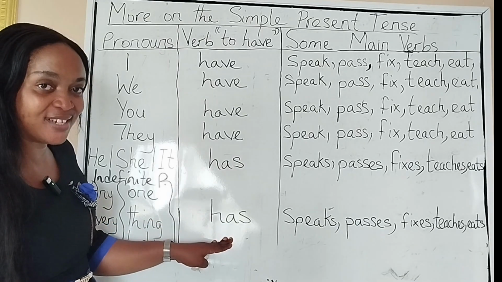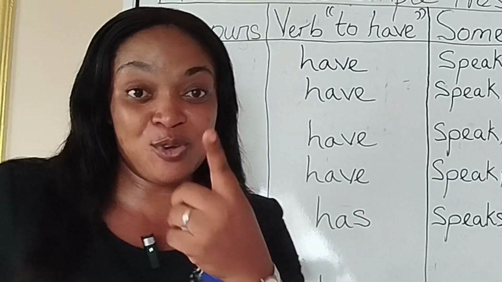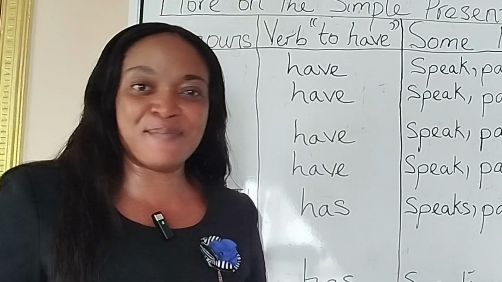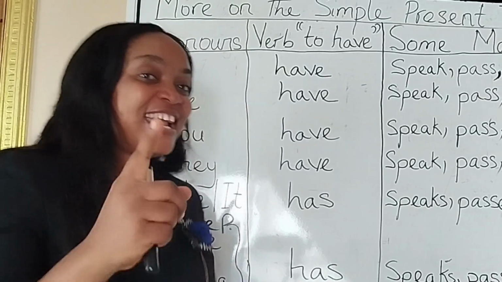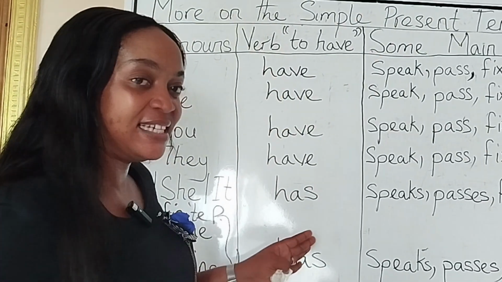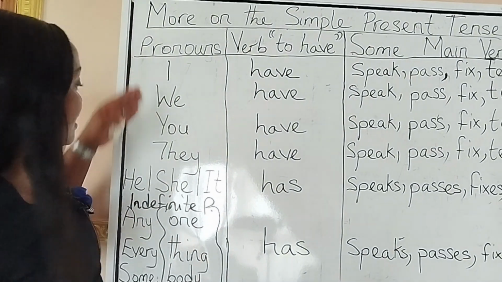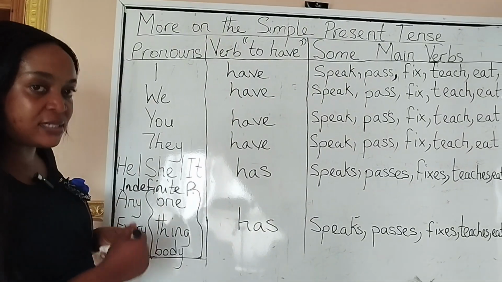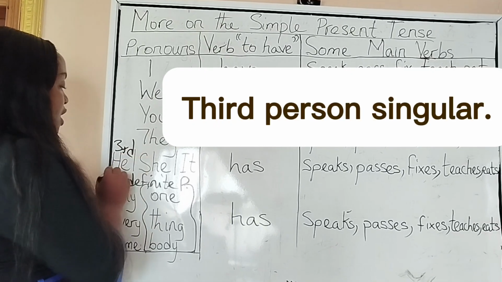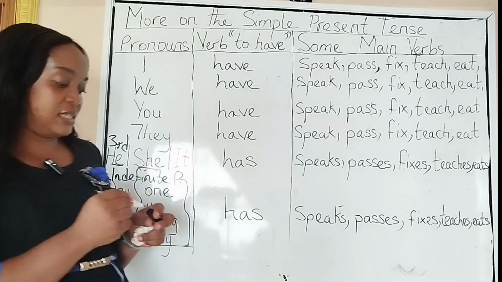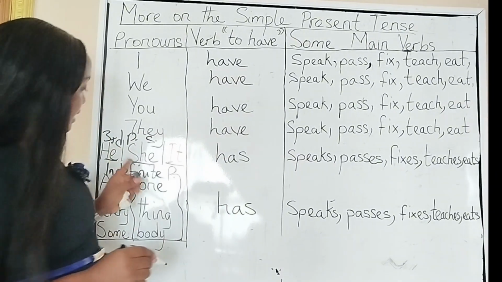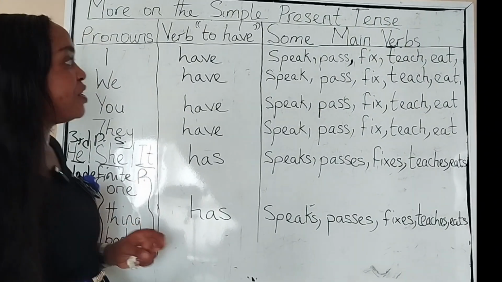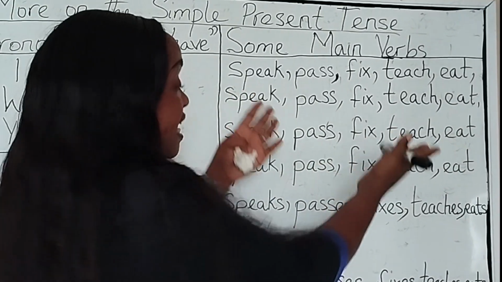So we can take our song again by saying, I have, you have, we have, they have, she has, it has, he has, everybody has. That is how to use the verb to have. From I, the first person, down to they would always take have. But once it is the third person singular, we call he, she, it, third person singular, once it is this, we take has. Okay. We go to the next, which is some main verbs.